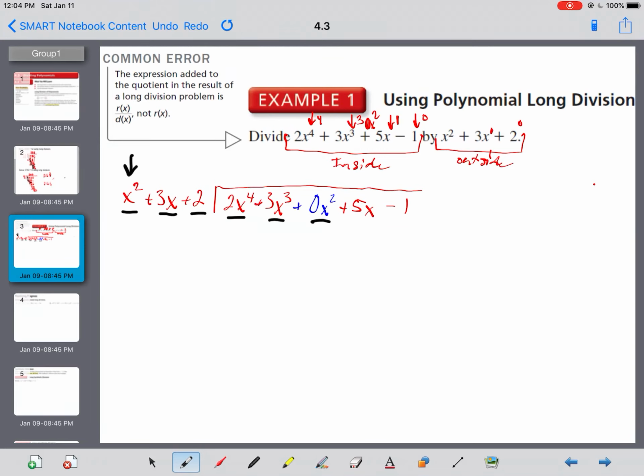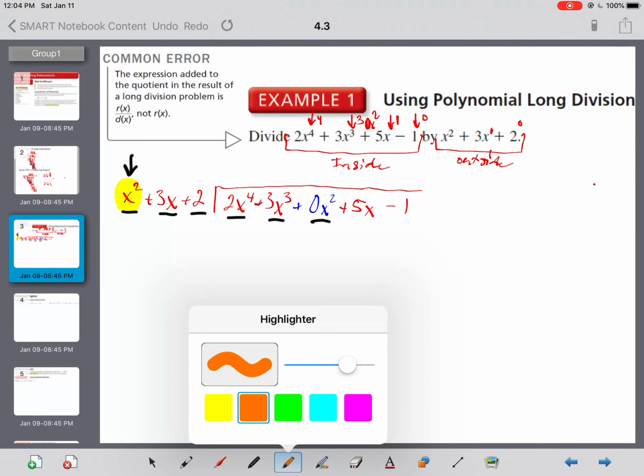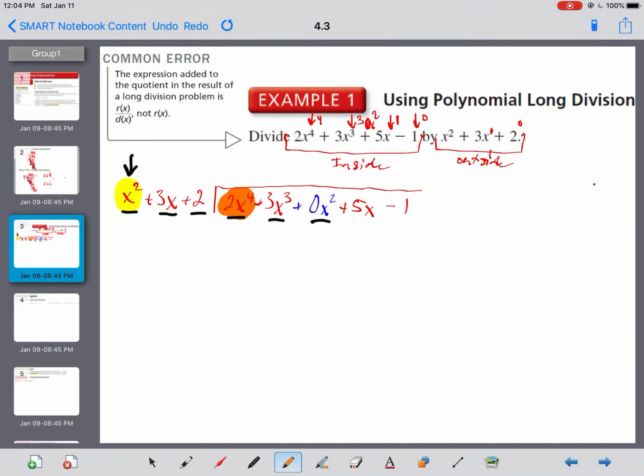So we have to ask ourselves, what would we multiply x squared by so that we get 2x to the 4th? And we're going to write our answer 3 spaces in. So we have 1x squared, and we need 2x to the 4th. From 1 to get to 2, we have to multiply by a 2. And for x squared, to get to x to the 4th, we have to multiply by an x squared. And what's really nifty is, if you notice, they line up. I like to write them that way.